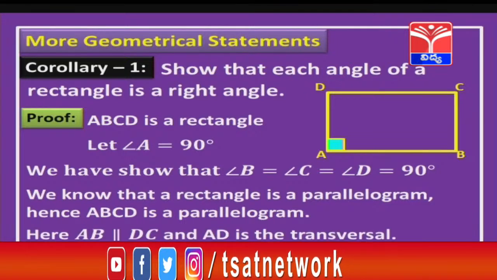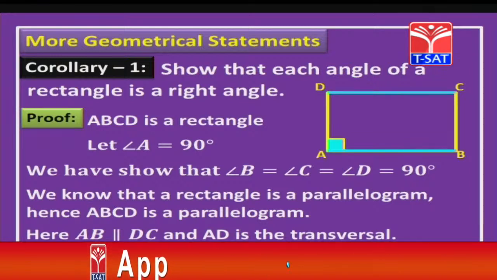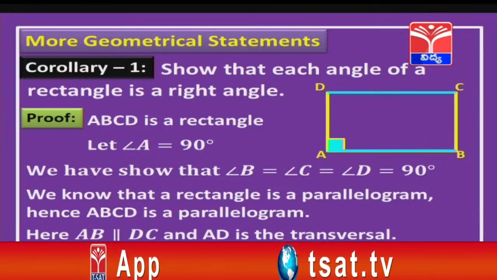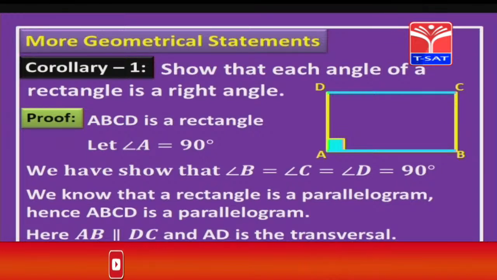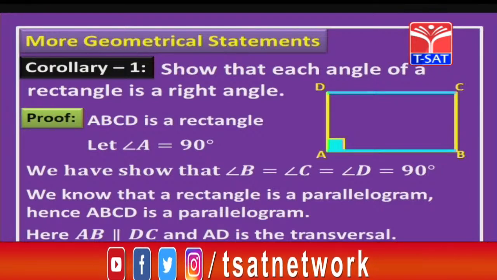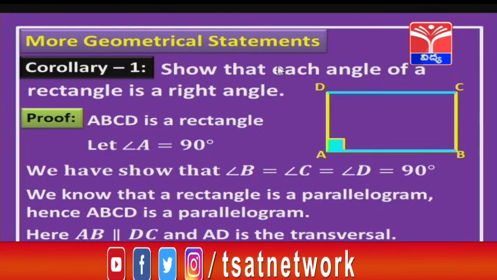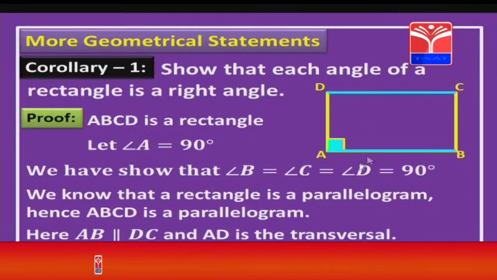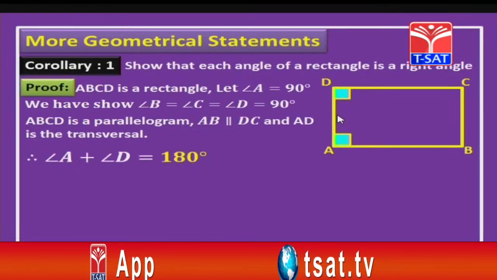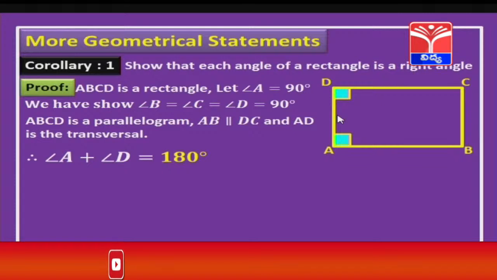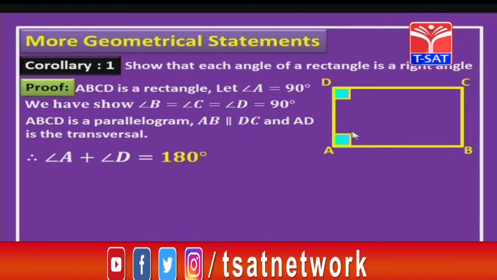Now, in this parallelogram ABCD, we know that the opposite pairs of sides are parallel to each other. That means, I can say AB is parallel to CD and AD is what? The transversal. Here you can notice AD has become the transversal. These two sides are parallel and AD is the transversal. Now, I can write angle A plus angle D is 180 degrees. That means, the sum of these two angles is 180.